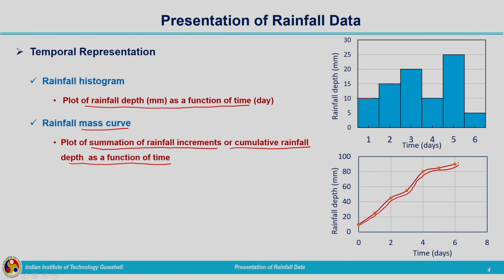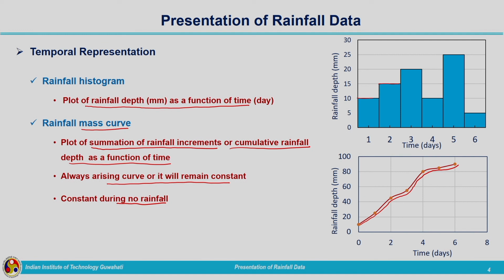As time increases, rainfall depth is also increasing because it is the cumulative value. First day how much is there, second day how much is there, everything will be added up to the 8th day. If we check, it is giving how much rainfall occurred over the entire 8 days. That value we will be getting by making use of the mass curve, and it is always a rising curve, or sometimes it will be constant during no rainfall, never a decreasing curve. And if we differentiate this particular curve, we will get the rainfall intensity.